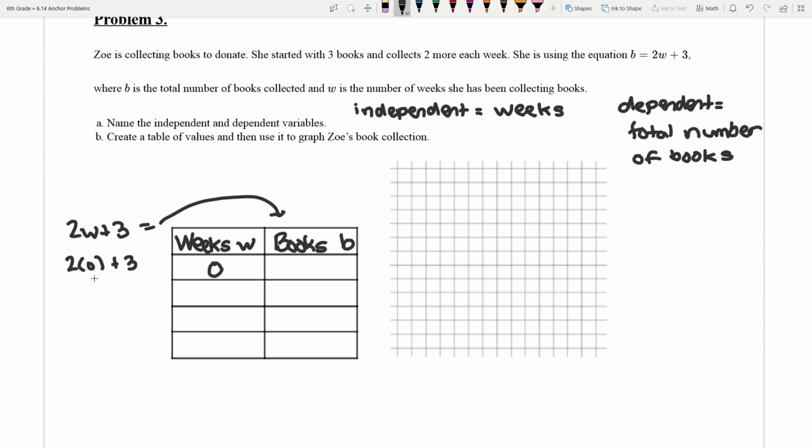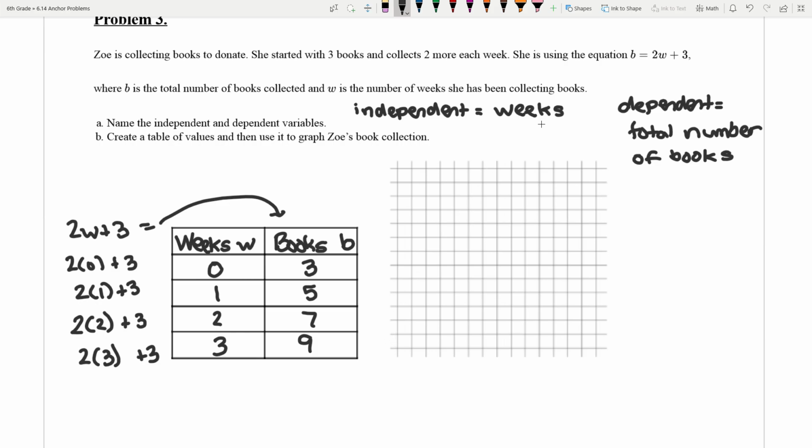2 times 0 is 0. Plus 3 is 3. In other words, at 0 weeks of time, she has those 3 books she started with. What about 1 week? In 1 week, 2 times 1 is 2, plus 3 is 5. 2 weeks? 2 times 2 is 4, plus 3 is 7. And lastly, in 3 weeks, 2 times 3 is 6, plus 3 is 9.